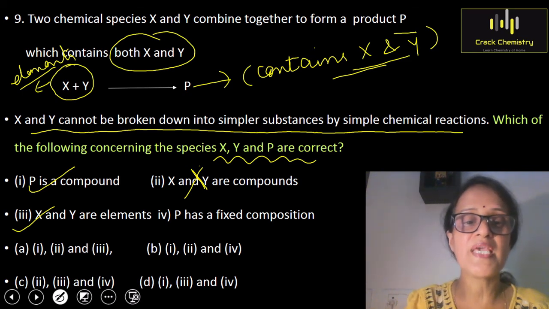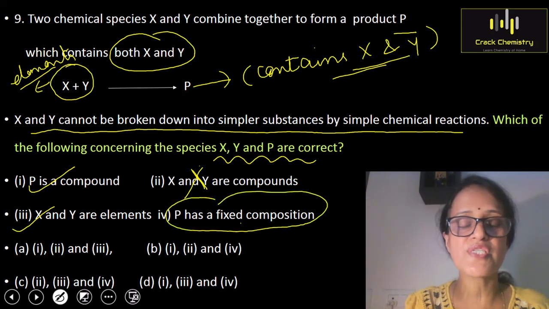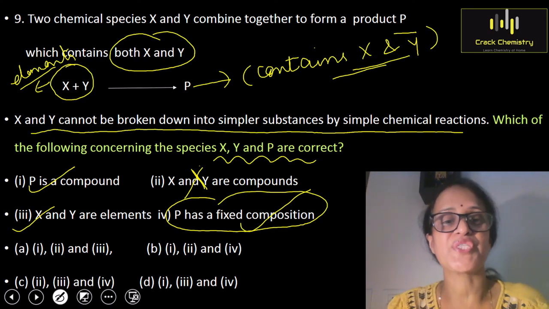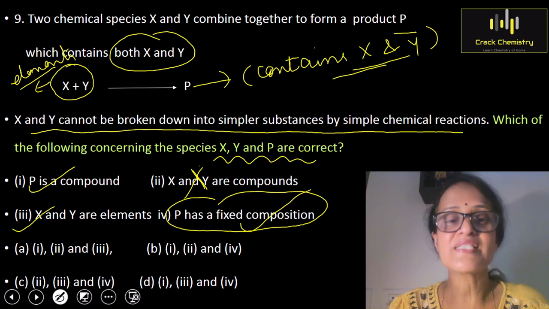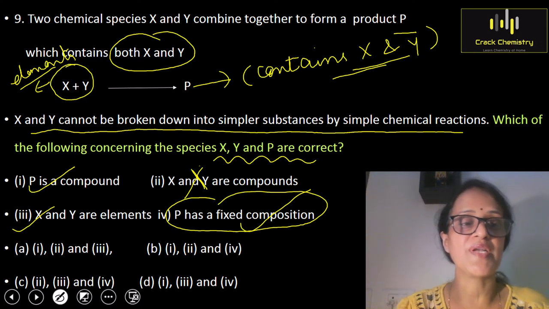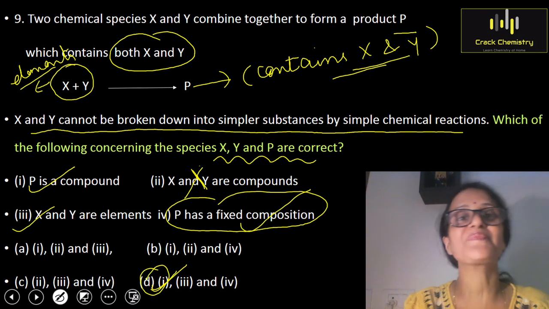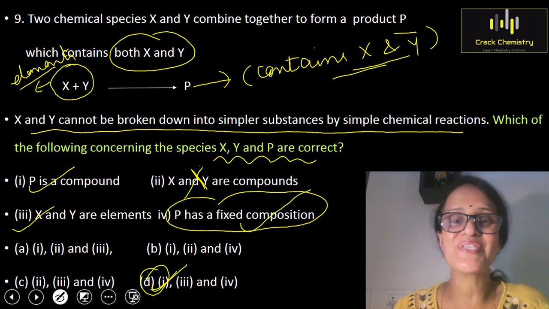Then they are asking, P has a fixed composition. This is also correct because P is a compound which has a fixed composition. So you have been asked to find out the correct statements. So options first, third and fourth are correct. Options first, third and fourth are given in option D. So your correct option is option D. Children, I hope this is clear to you.